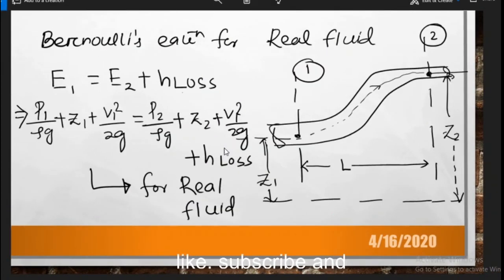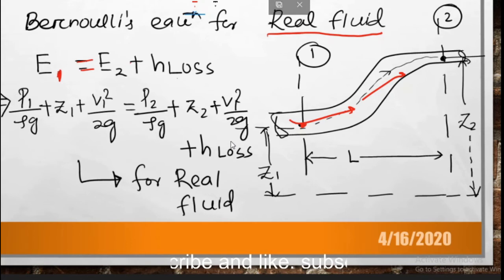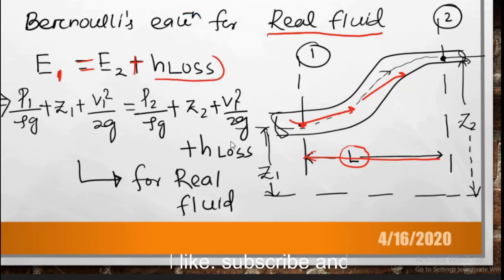Now if you want to write down the Bernoulli equation for a real fluid, the fluid is flowing here. This is my first section, this is section 2, and energy at section 1 will be equal to energy at section 2 plus some losses when the fluid is flowing from this location to another location. Suppose the travel distance is L, there will be some loss of energy due to frictional forces, because when the fluid is flowing, it exerts friction at the surface of the pipe. So some energy will be lost, and that loss of energy is called the head loss.